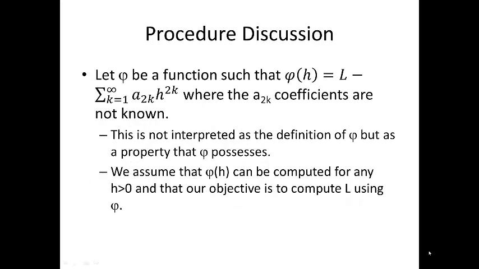So we'll let φ be a function such that φ(h) is equal to L minus the summation k equals 1 to infinity of a_{2k} times h raised to the 2k, where the a_{2k} coefficients are not known. This is not interpreted as the definition of φ, but as a property that it actually possesses. We assume that φ can be computed for any h greater than 0, and that our objective is to compute L using φ.